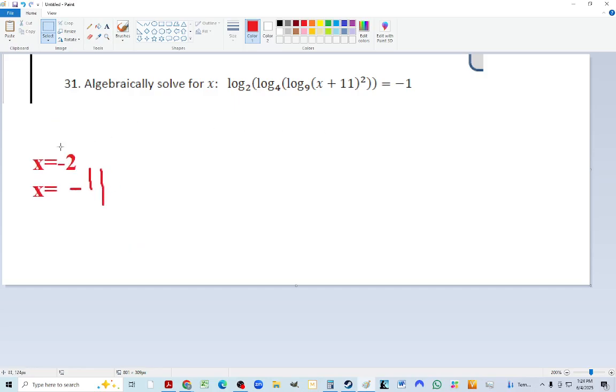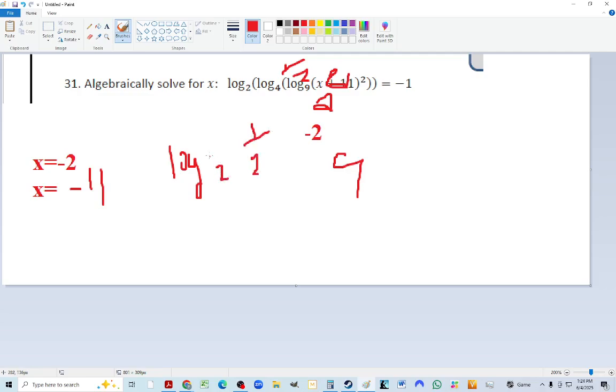Let's look at minus 2 first in the bracket. Minus 2 plus 11 becomes 9. 9 squared becomes 81. What do I put over 9 as an exponent to get 81? 2. What do I put over 4 to get 2? A half. So now I'm left with log 2 is equal to a half. What do I put over 2 to get a half? Minus 1. So minus 2 works.